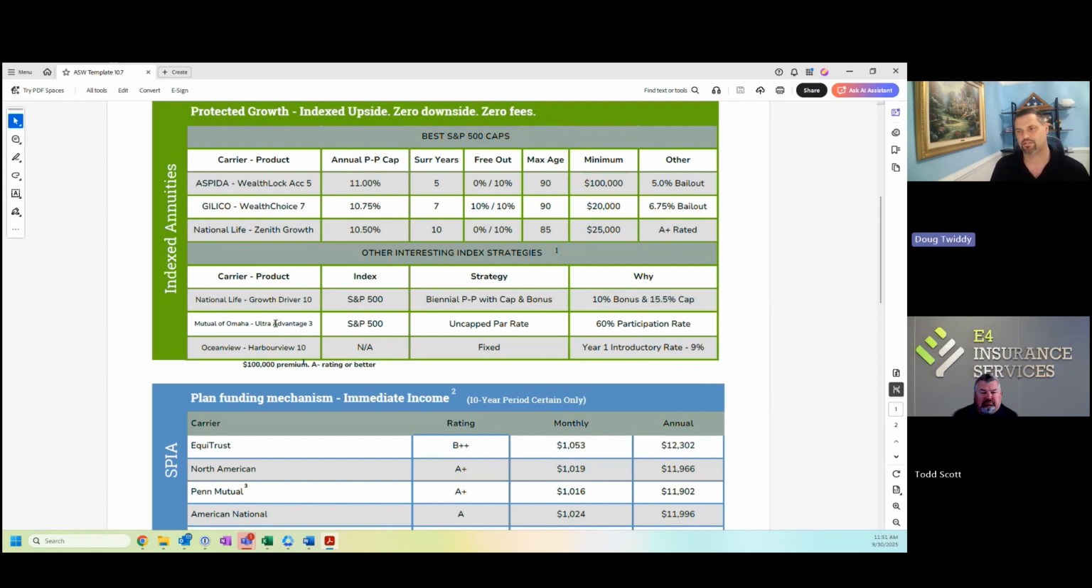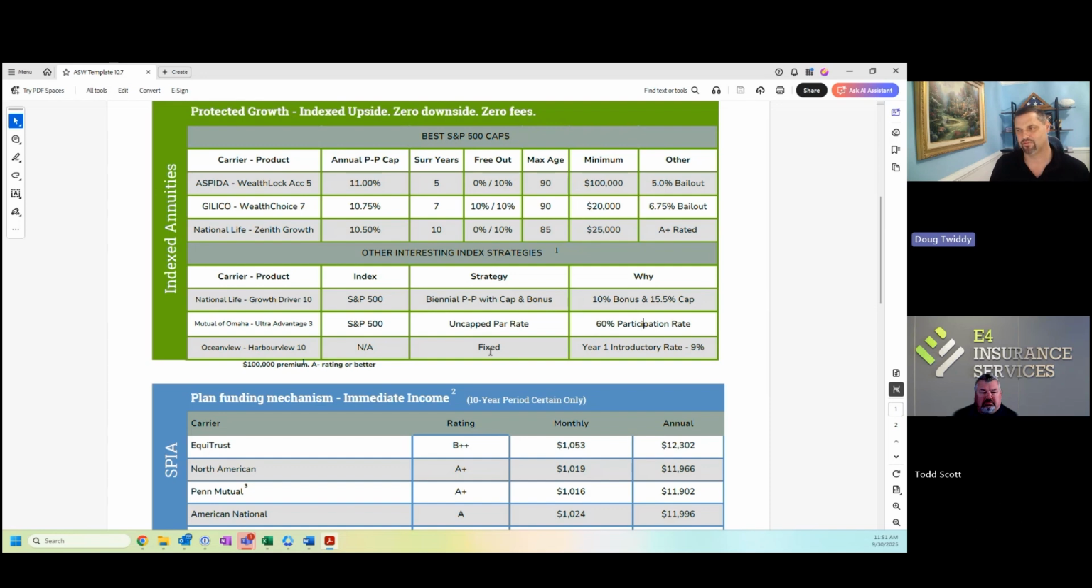Interesting one on this, it's a 3-year fixed indexed annuity. So it's not a super long surrender charge period, right? And it's uncapped, 60% participation each year. But when the market's moving really, really strong, when it's doing 20, 30%, it'd be nice to get a 60% participation on it. And oddly enough, on the fixed indexed annuity side, we do have a fixed rate down here in other interesting ideas.